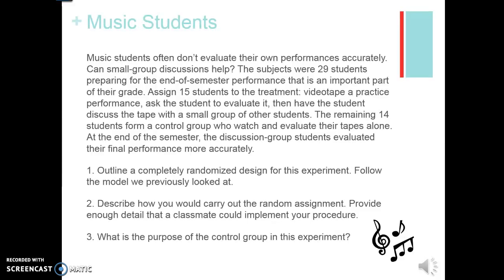So this is talking about music students. So you're going to outline a completely randomized design for this experiment. This is drawing your diagram. And then make sure you include how you'll carry out the random assignment. Make sure that if you handed this to your classmate, that they would be able to randomly assign the students to the various treatment groups, and then make sure you answer the question, what's the purpose of the control group? Because we always want to have some sort of control group in our experiment to compare against. If we don't, then the experiment isn't necessarily accurate or reliable.